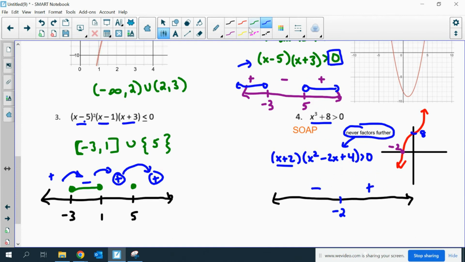would be negative. Also remember that x cubed plus 8 is just the cube graph parent function moved up 8. So if I graphed it over here, I would see that this is where the function is greater than 0, anywhere to the right of negative 2.